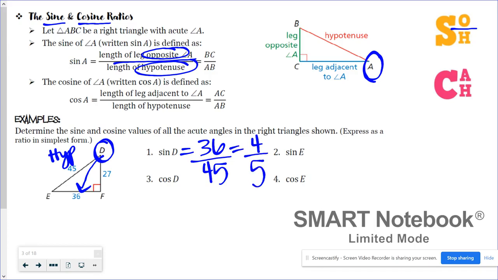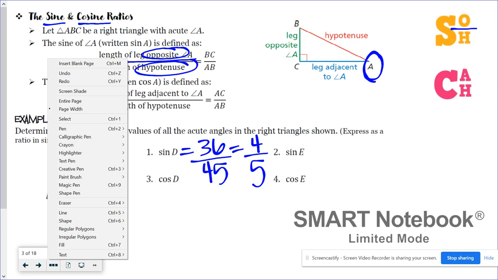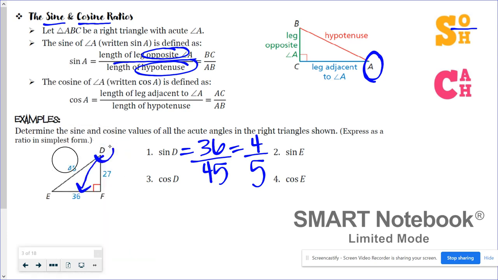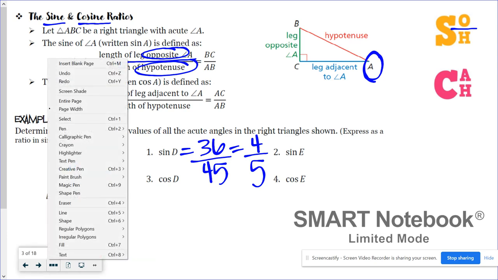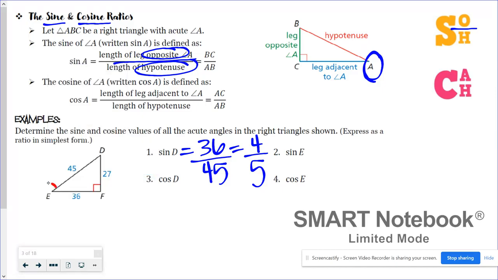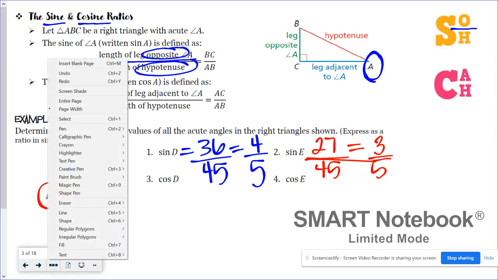I can find sine of angle E. And we should probably get a different answer because if angle E is our angle of reference, the side opposite angle E is 27. The hypotenuse, well, that hasn't changed. The hypotenuse is still 45. And if we reduce this, we get 3 over 5. Right, so that's sine. So what about cosine?